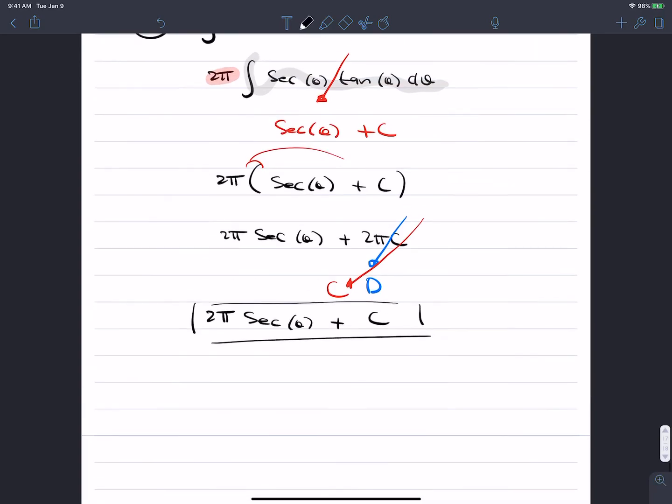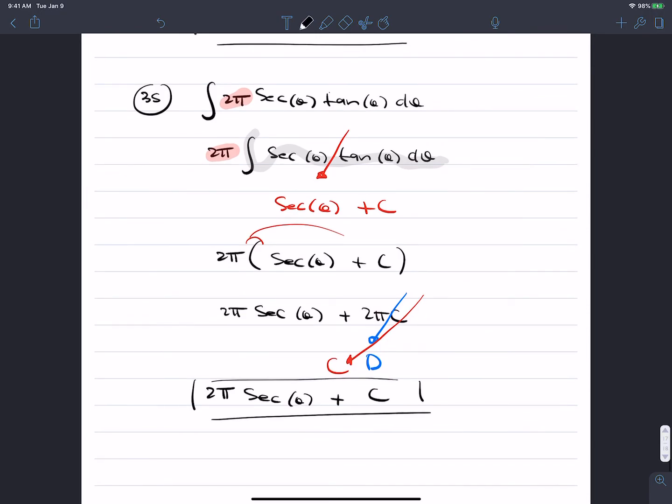I'll just remind you of this detail because it does show up. And it's not that big of a deal. Some people just put that constant at the very end. That's all.